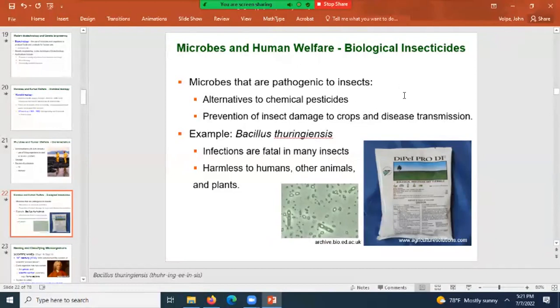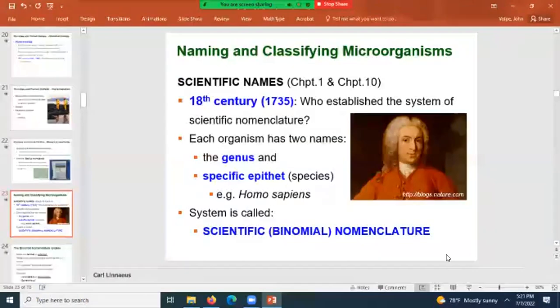All right, any questions about how microbes are important to human welfare as well as the ecosystem? If not, we're going to change topics a little bit and go into the naming and classifying of microorganisms.